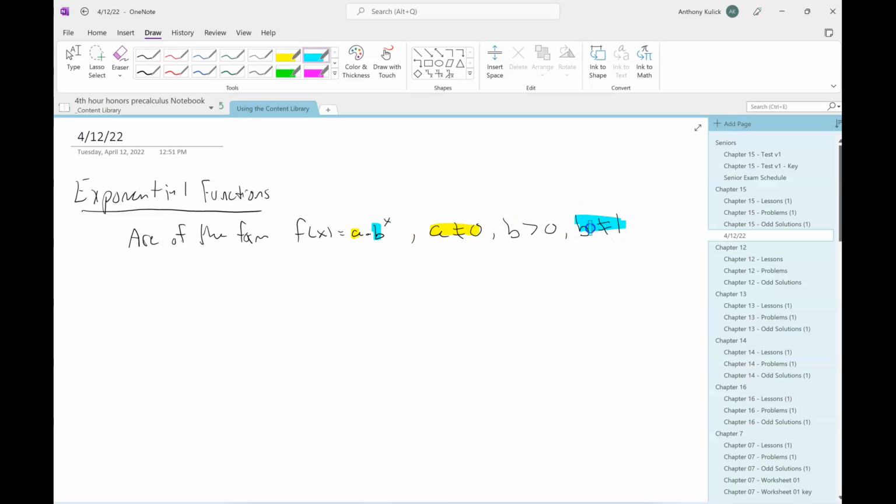Why do we not want b to be 1? One to any power is 1, so you'd have a times 1, so you just have the function y equals a. Again, that's a constant function, not exponential.